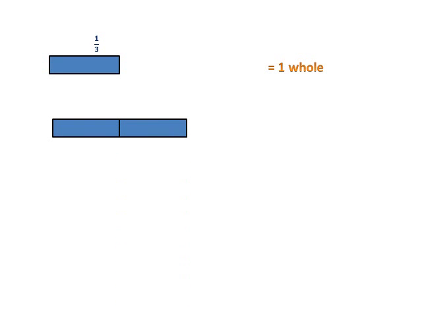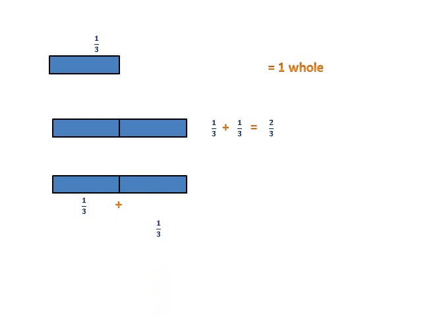Okay, and what if we have 2 of those? So that's like 1/3 plus 1/3. And as you can see, there are 2/3. 2 of 1/3, and that is 2/3. Okay, what about if we have 1/3, another 1/3, and we add it with another 1/3? Okay, so there are 3 of them, and so if you count on that, you'll see that there are 3/3.